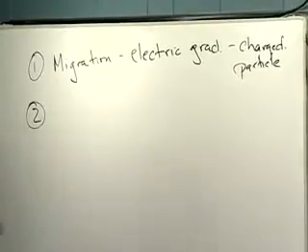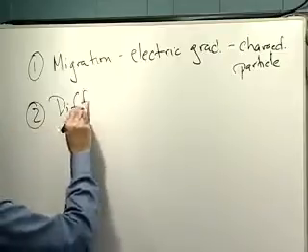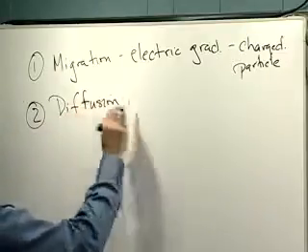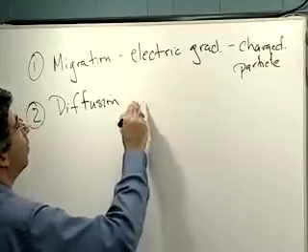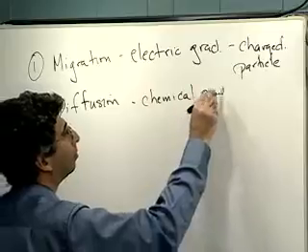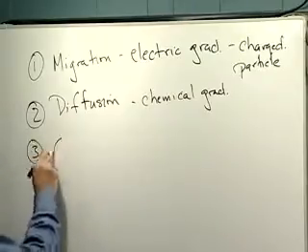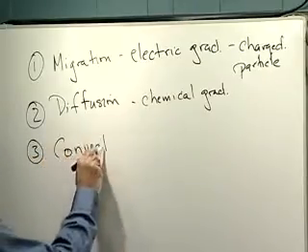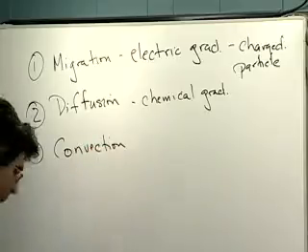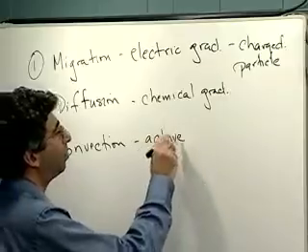In fact, he insisted on it. Possibility number 2 is diffusion. Of course, that would now involve, instead of an electric gradient, a chemical gradient. And now we're just looking at changes in concentration. And the third possibility is convection. That is some sort of active transport. Lots of possibilities here.